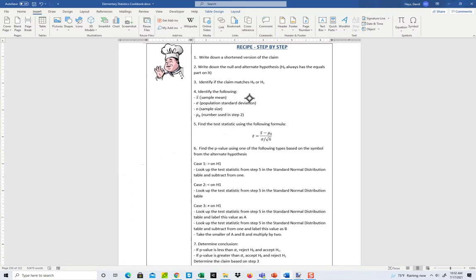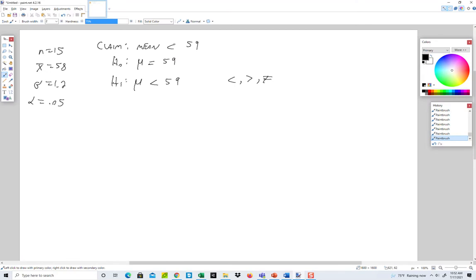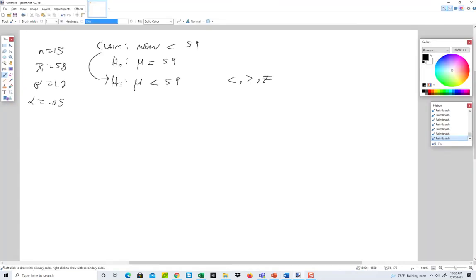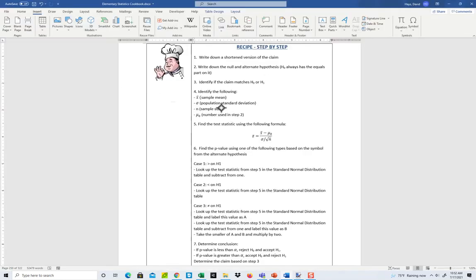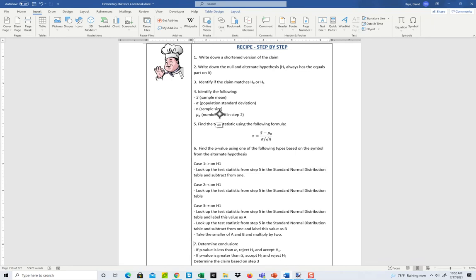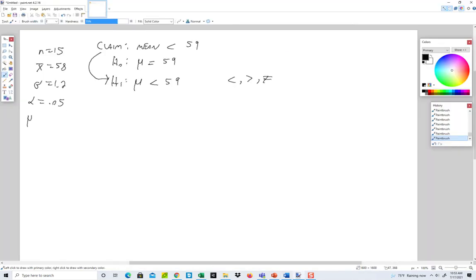Step 3, identify if the claim matches H naught or H1. Less than, the claim matches H1. Step 4, identify the following. X bar, sample mean. We already did that. Sigma, that's our population standard deviation, which we did here. N, which is our sample size, which I did here. Mu naught, which is the number used in step 2. So mu naught is going to equal 59. It'll be the same number you use on both these. Actually, it should be the same number you have in the claim.